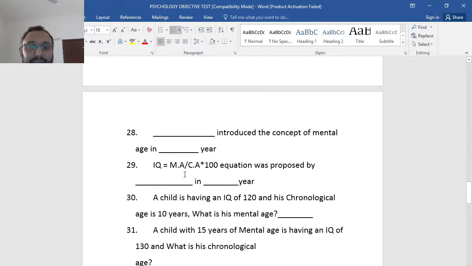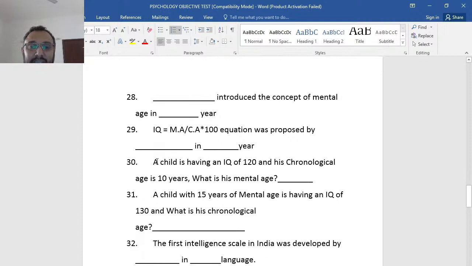Now, question number 29. IQ is equal to mental age by chronological age multiplied by 100. So, an equation for IQ was proposed by a German psychologist named William Stern in the year 1912, 1 year after Binet's death. So, the IQ equation was proposed by William Stern in the year 1912. In the year 1905, the first intelligence test was published by Alfred Binet. In the year 1908, Binet introduced mental age. And in the year 1912, the IQ equation was proposed by William Stern.